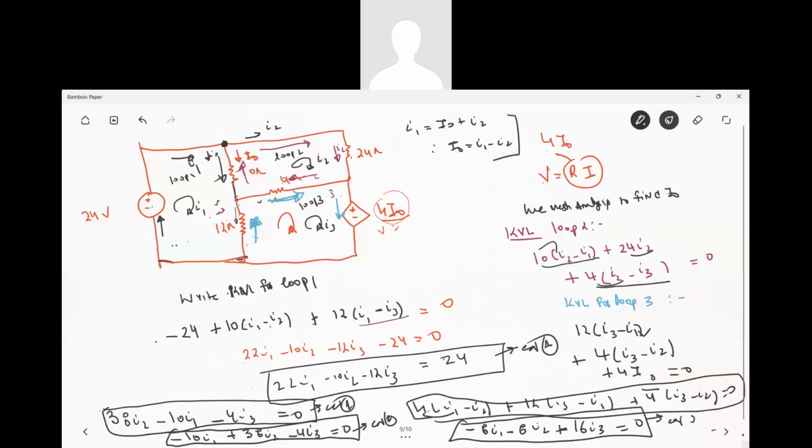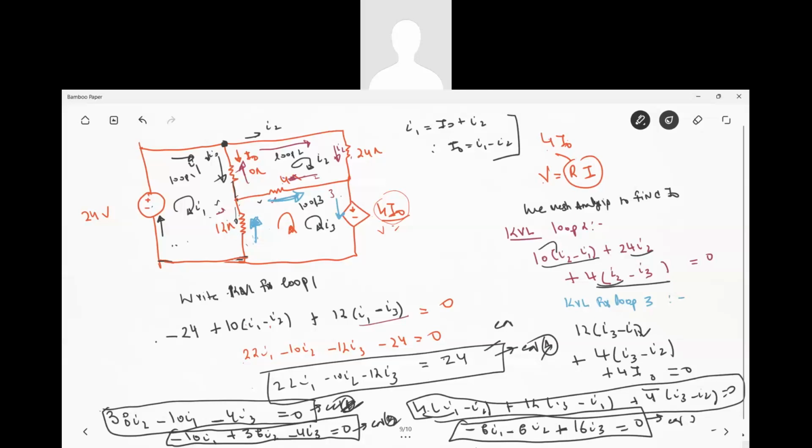You make sure that you write in the order, right? This first is your equation 1, this is 1, this is 2. So 22 I1, 22 minus 10 minus 12, 24. Then this is minus 10, this is 38, this is minus 4, that is 0. Then minus 8, this is minus 8, this is 16, this is 0.